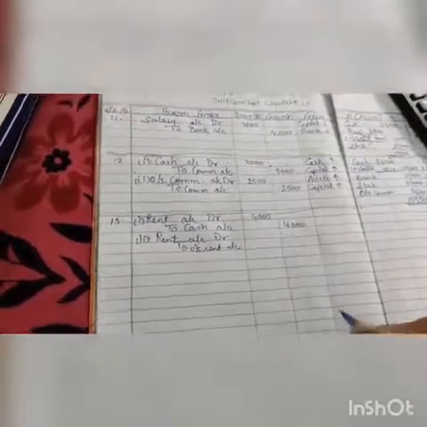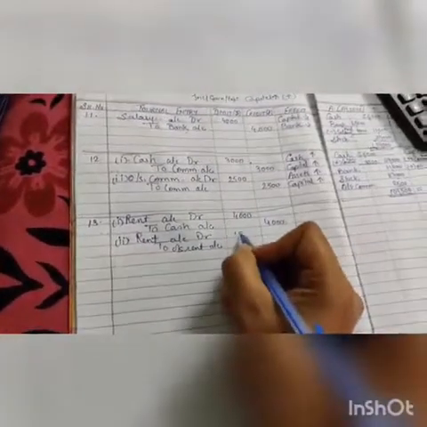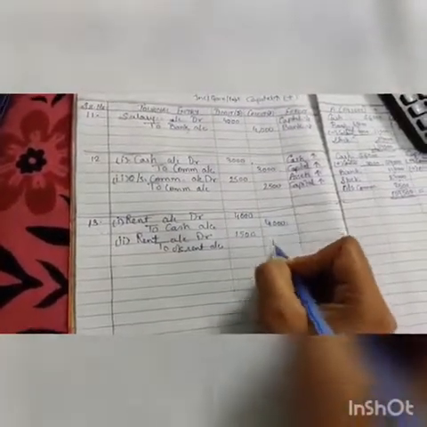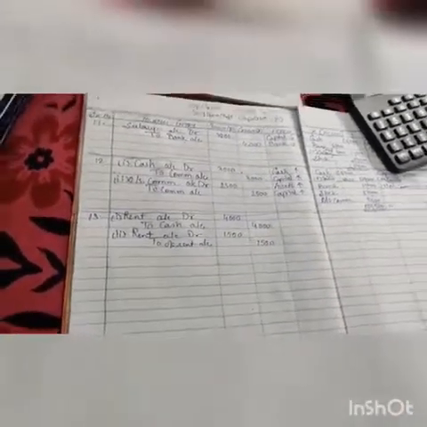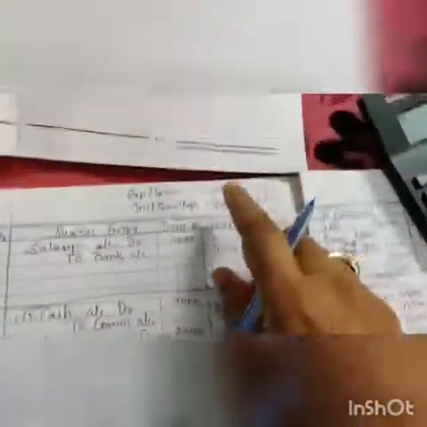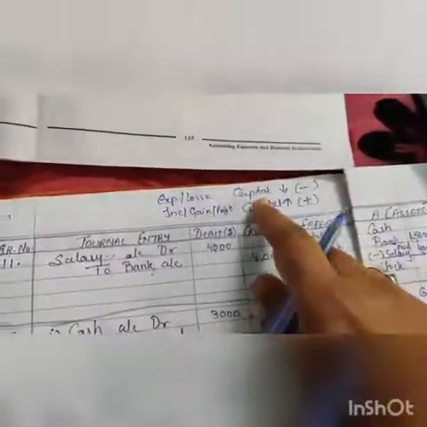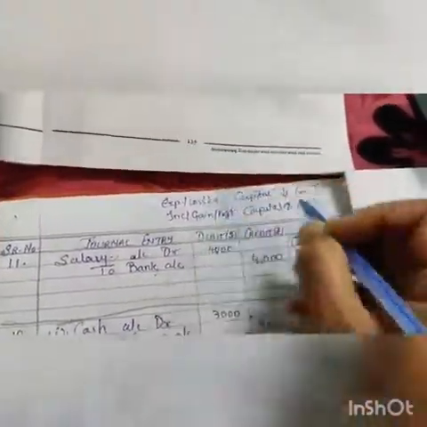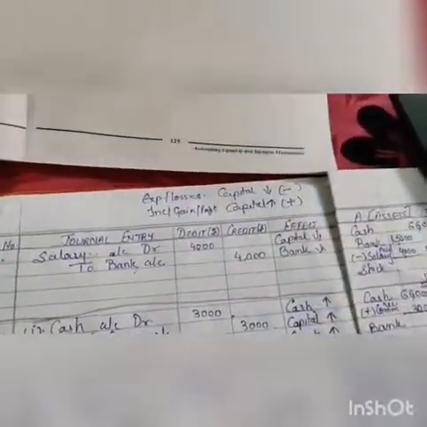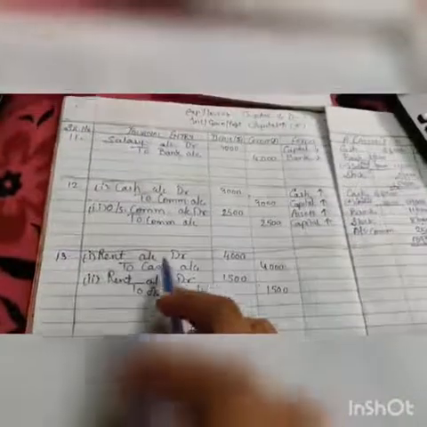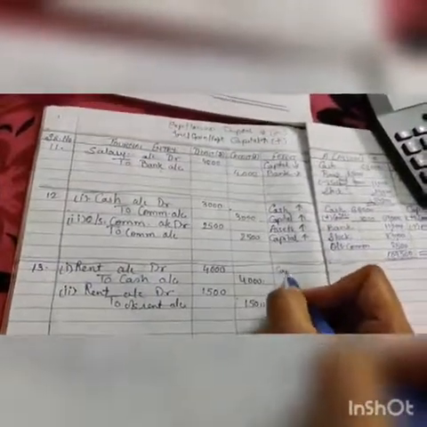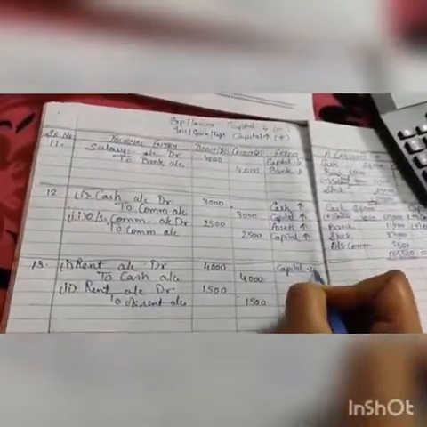Clear? Like this you will write down, and the amount is 1,500. Here also 1,500. Now we will see the effect of each one. Rent is an expense. I have told you, whenever expenses or losses are there, the capital account will be reduced, that is, you will deduct the amount from the capital account. So see, your rent is an expense, so capital will decrease.